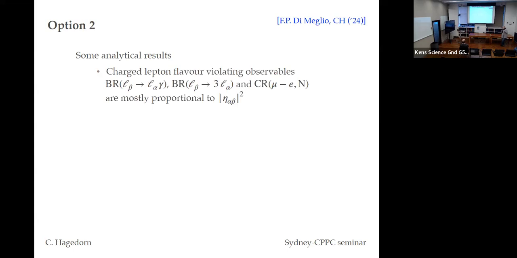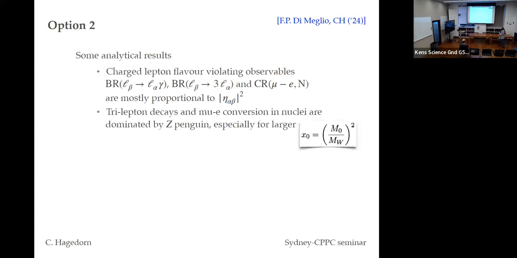Now, I would focus on the cLFV processes, and there are three analytic things which are good to keep in mind, where everything is well known. This is nothing which we invented. First of all, at leading order, these processes are all proportional to one entry of the eta matrix squared. For mu-e conversion, it will be eta e mu. This turns out to be the dominant one.